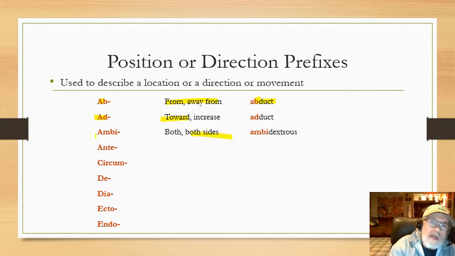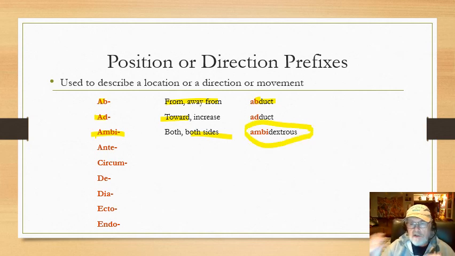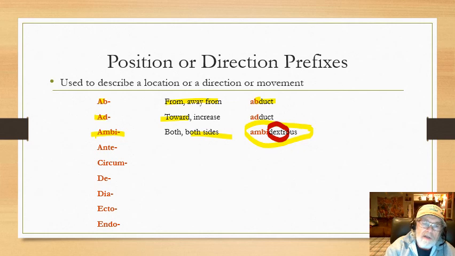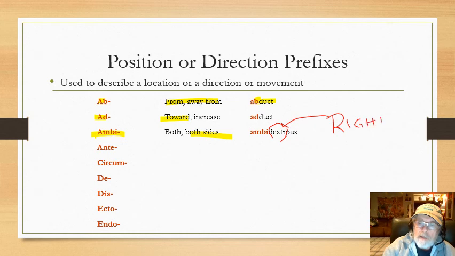Ambi means both sides. So what does ambidextrous mean? Ambidextrous means that you could use your right hand like your left hand. Where did this word come from? If I look at this part right here, D-E-X-T-R, that stands for right. So ambidextrous means almost like using both arms like you use the right, the right side.